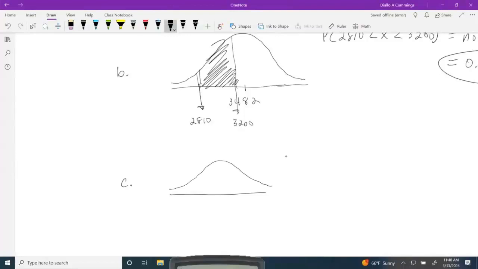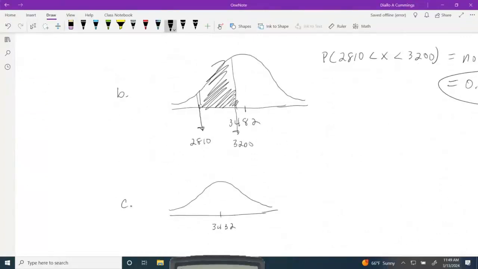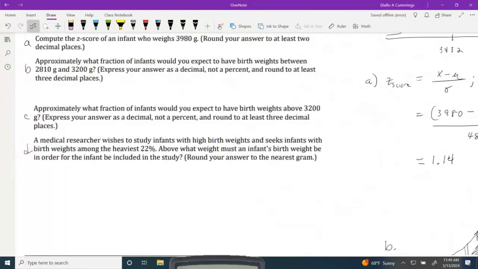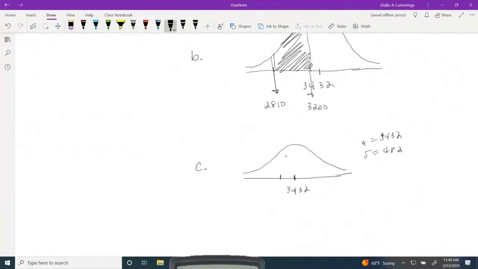All right, so it follows a normal distribution. The mean is 3,432. Right, that's our mean. The standard deviation is 482. We want the probability or the area for infants with birth weights above 3,200. All right, so I'm going to just guesstimate 3,200 right here. All right, and we want the area above.